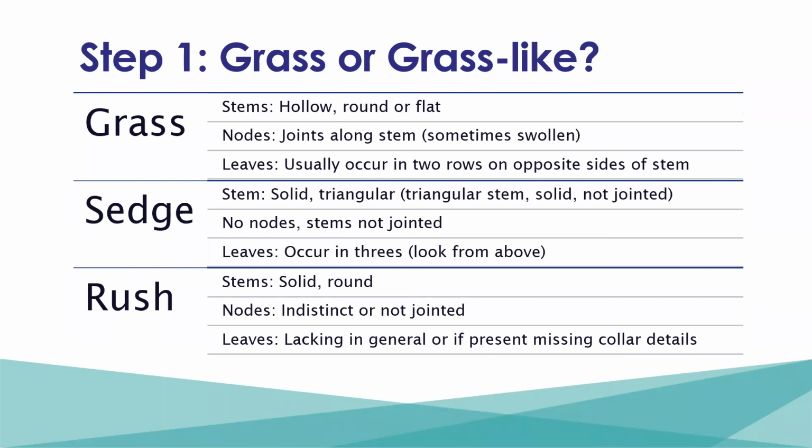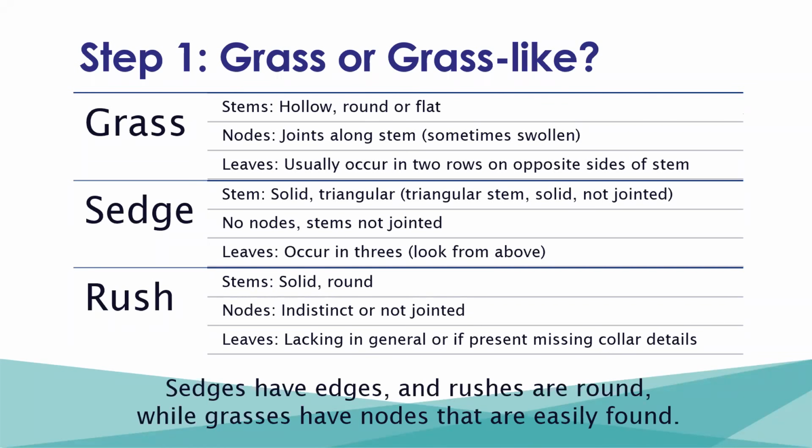And you could also have a rush, which again has a solid stem. It won't have any distinct looking nodes, and the leaves are going to be lacking the same features of the grass that we're going to be going over. And there's a cute little rhyme to help you remember, and it goes like this. Sedges have edges and rushes are round, while grasses have nodes that are easily found. All right, just when you thought I couldn't get any nerdier, there I just keep going.